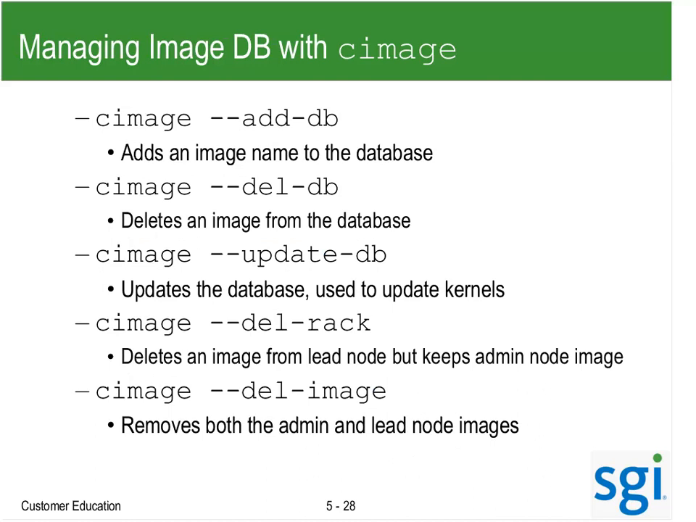So cImage has some options to add to the DB, delete from the DB, update the DB, delete a rack, or delete an image. Delete rack is meant to save space on the rack lead controller, but we still have the image on the admin node. So if I had 10 different images sitting out there on the rack lead controller, I could be using up too much disk space. So I can delete them from the rack, but still have them on the admin. Whereas a delete image will get rid of them both on the admin and the lead node. And then you'll have to recreate the image from scratch.